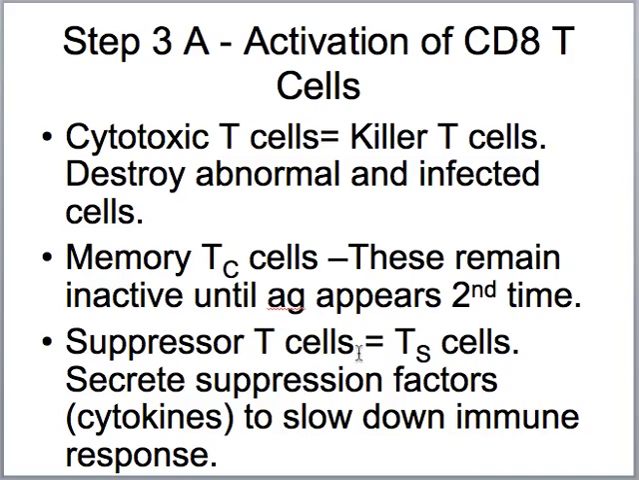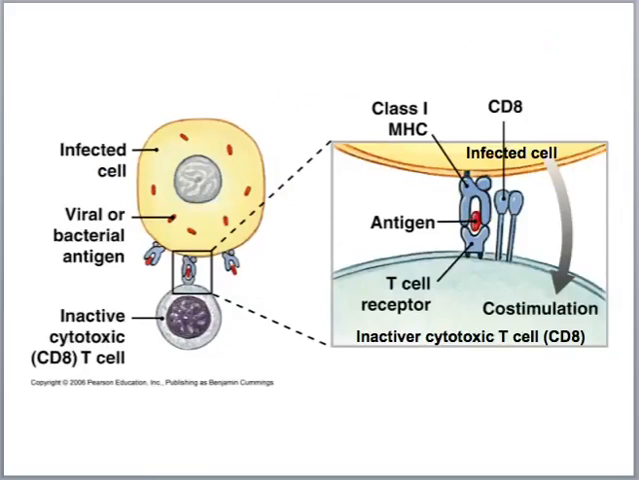And then we have suppressor T cells. They're called T sub S cells, and these will secrete suppression factors or cytokines that will slow down the immune response and help keep it under control. All right, so that's step 3A, the activation of the CD8 T cells. And this is a picture showing you this process.